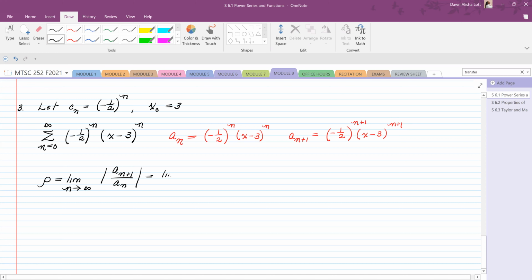So that is the limit as n approaches infinity. So now I'm going to get a true value here. I'm going to get 1/2 to the n plus 1 times x minus 3 to the n plus 1, and then I'm going to get 1/2 to the n times x minus 3 to the n. And all of that is an absolute value.